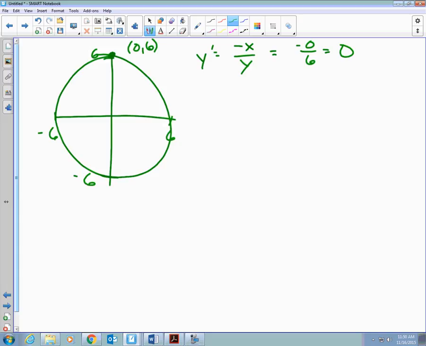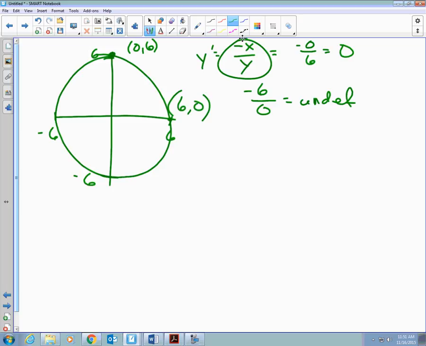What's your slope here? Undefined. It's a vertical line, right? And this coordinate is 6, 0. Well, if we were to plug in 6, 0, we get negative 6 divided by 0, which is undefined. So this does tell us the slope at any point on the circle. The difference is instead of just plugging in x value, you also need to plug in a y value.